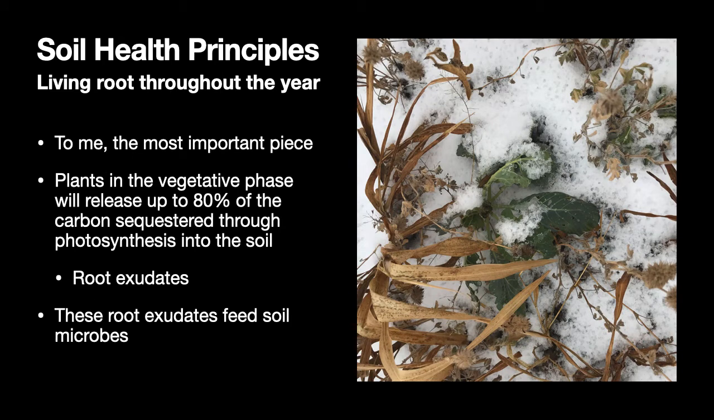So the first one, the living root throughout the year, to me, this is the most important piece in soil health, because when a plant is in the vegetative stage, it will release up to 80% of the carbon that it sequesters through photosynthesis back into the soil as root exudates. These root exudates will feed the soil microbes, which sounds crazy because why is the plant giving up all of these nutrients? What's happening is when those root exudates hit that soil, that is feeding the biology. The soil biology is then going to go out and find and develop these nutrients for that plant for the rest of its growth period.